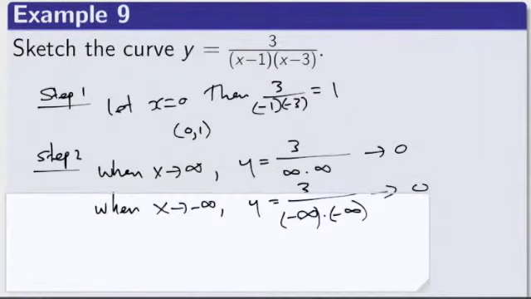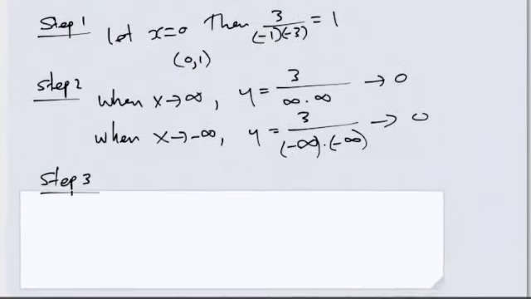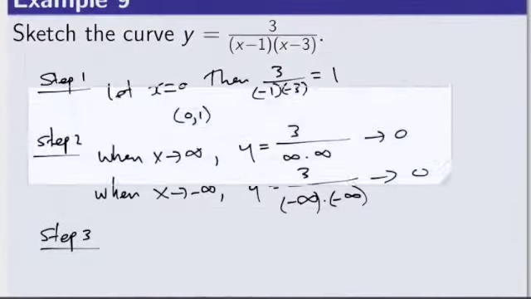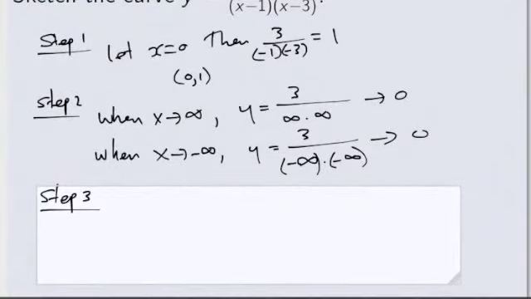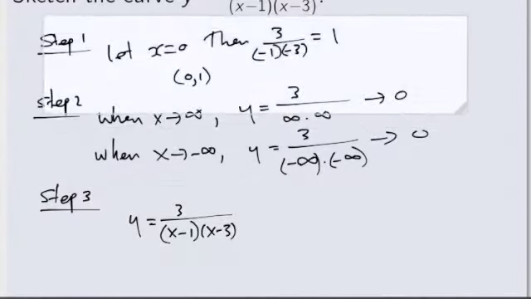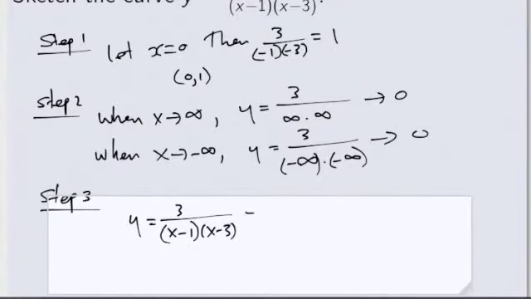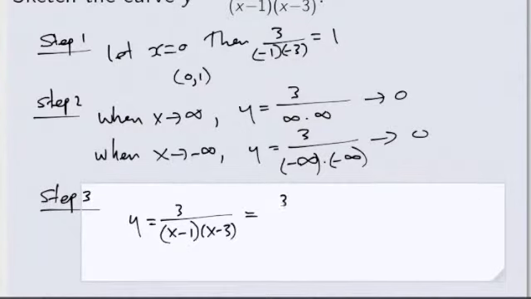Okay, now step 3. We want to determine the stationary points. So we need to differentiate y. So y is 3 over (x minus 1) times (x minus 3). Now, to differentiate, we need not expand the brackets out, but let me do it in this way. But you can try to differentiate without expanding the brackets in the denominator.